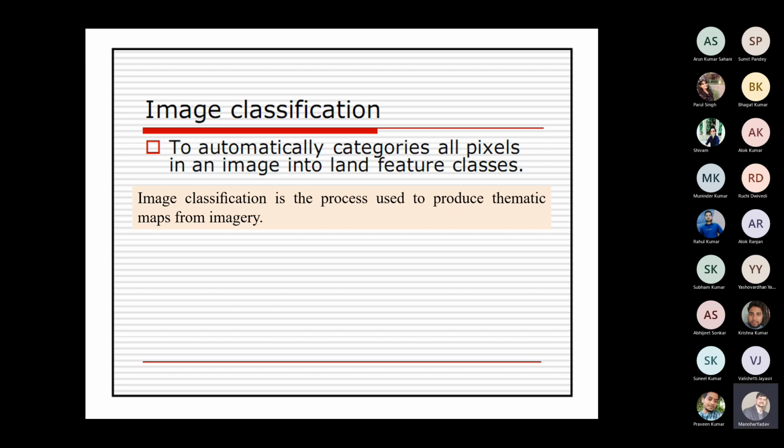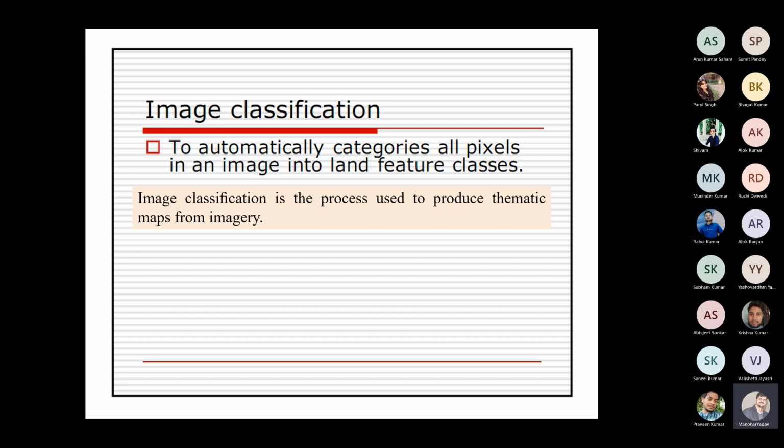Okay, so we have discussed histogram manipulation and spatial enhancement of images, for improving the visual quality of an image, for extracting various features like edges, and to eliminate the noise component. Now we have another component to be discussed, that is image classification.